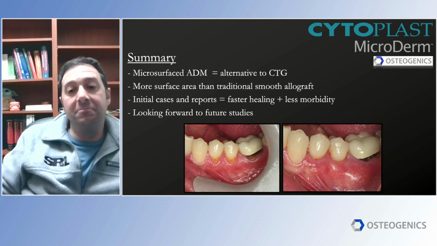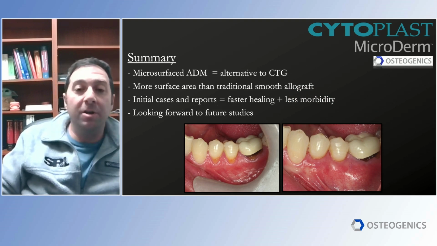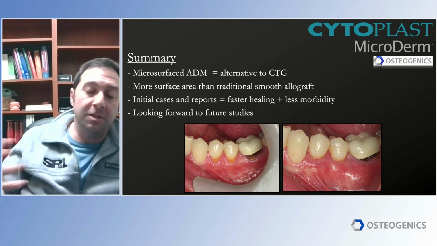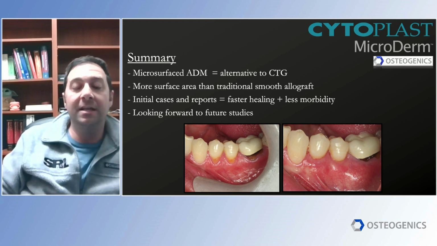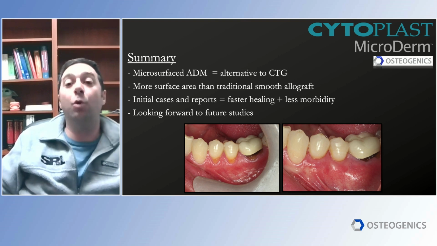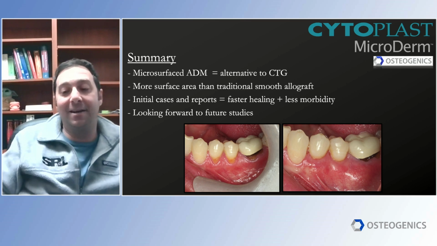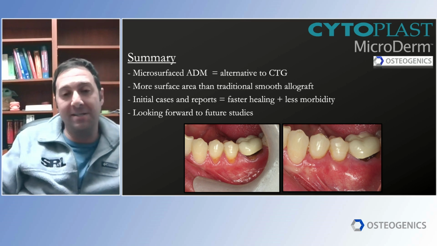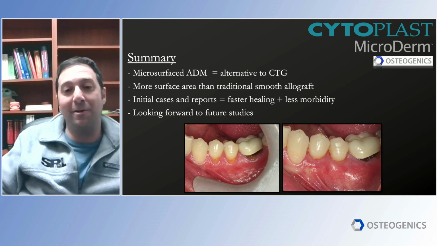So in summary, Microderm has become another alternative to a connective tissue graft or autogenous tissue that I can offer my patients. It definitely has more surface area than traditional smooth surface allograft, which I found has led to faster healing and less morbidity for my patients. And I'm looking forward to more studies coming out to back the experiences that I've seen.